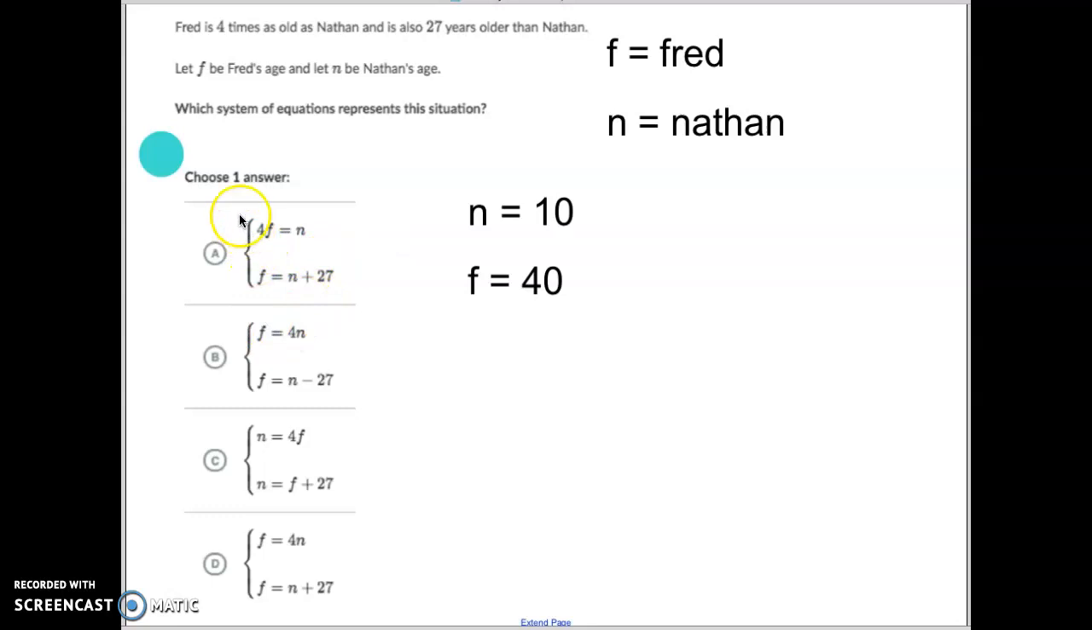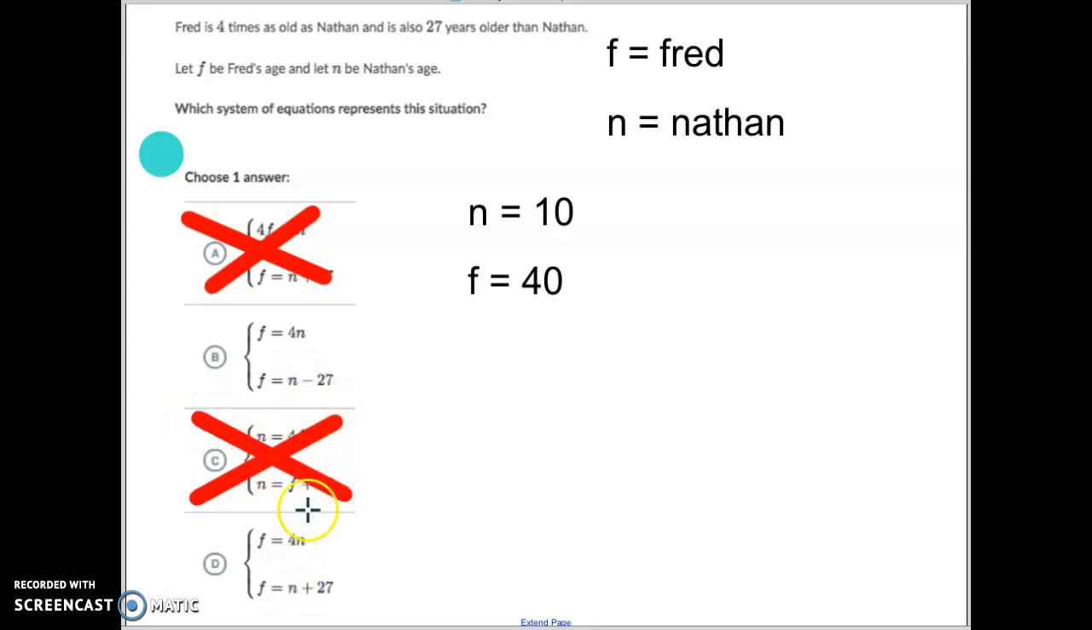So this one is the wrong way. F is equal to 4 times N, that could be it. That's the wrong way. And F equals 4 times F. So right off the bat, again, boom, we can cancel. Fred is 4 times F. So we said this one does not work. We said this one does not work. But it could be either of those two right there.